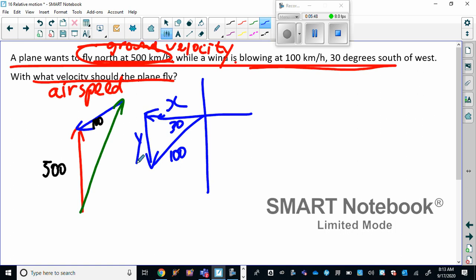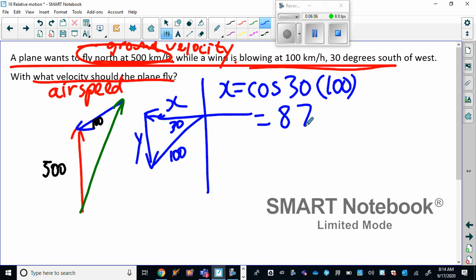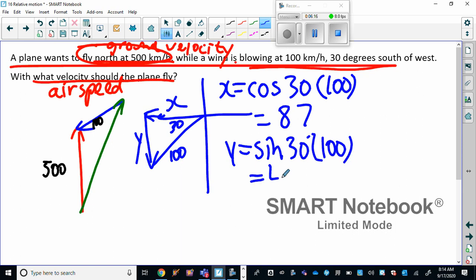Separate it into an x and y component. What we get for the x, we're going to use cosine to find x. X equals the cosine of 30 times 100, and we get 87. Y equals the sine of 30 times 100. And we get 50.